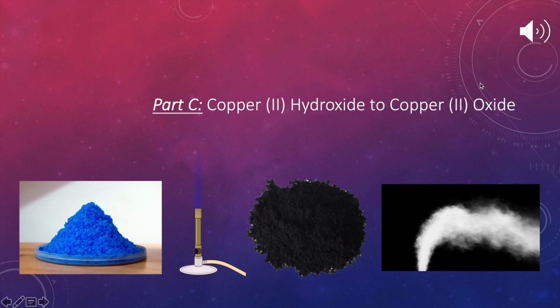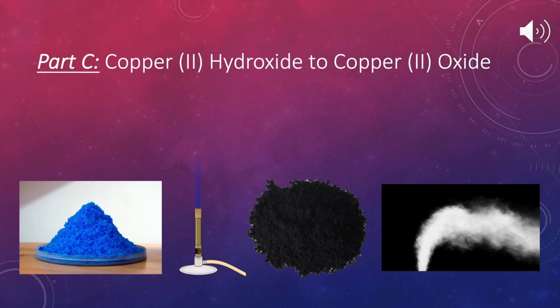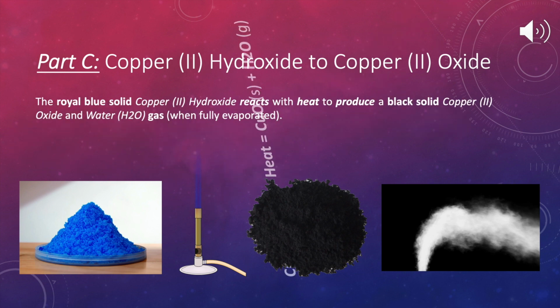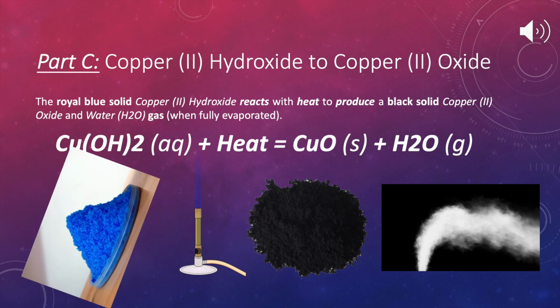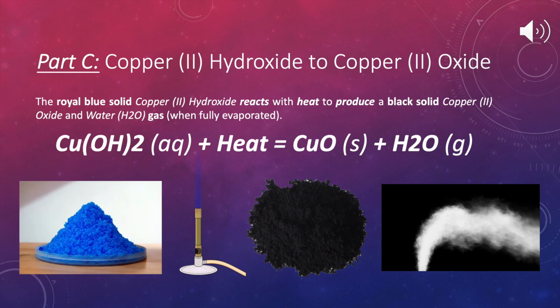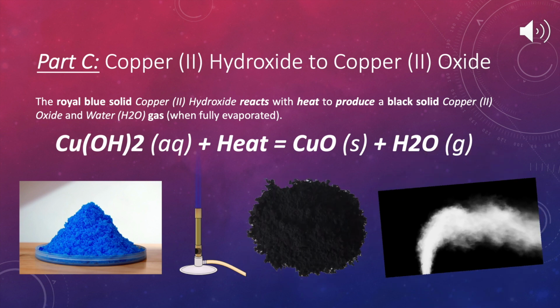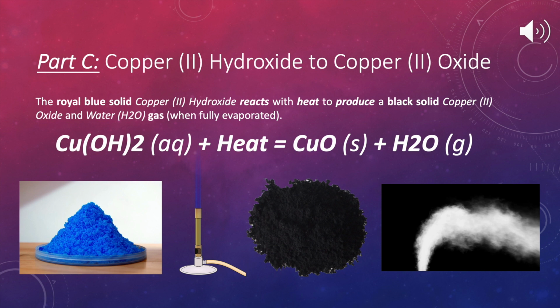In part C of the experiment, the copper II hydroxide was turned into copper II oxide. The royal blue solid copper II hydroxide reacts with heat to produce a black solid copper II oxide and water, H2O gas, when fully evaporated.